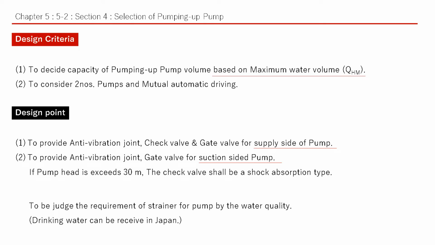Section 4. Selection of pumping up pump. As for design criteria, Item 1. To decide the capacity of the pumping up pump based on maximum water volume. As for the design point, Item 1. To provide anti-vibration joint, check valve and gate valve for the supply side of the pump. Item 2. To provide anti-vibration joint and gate valve for the suction side of the pump. To be judged the requirement of strainer for the pump by the water quality.